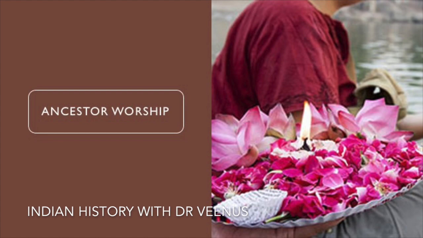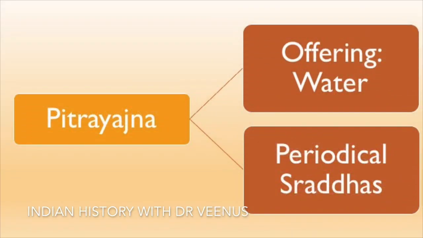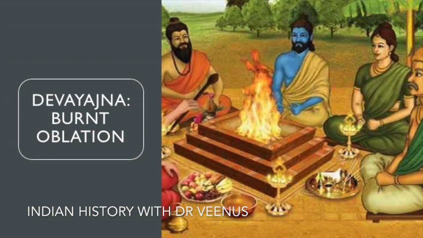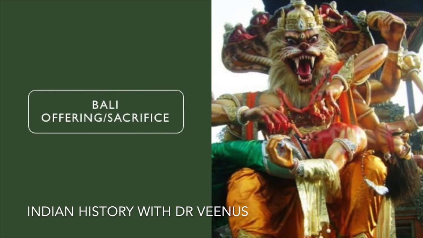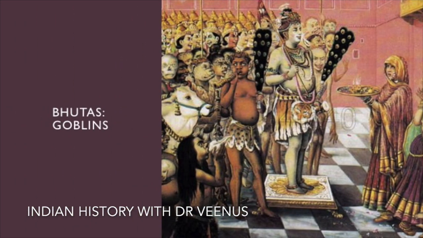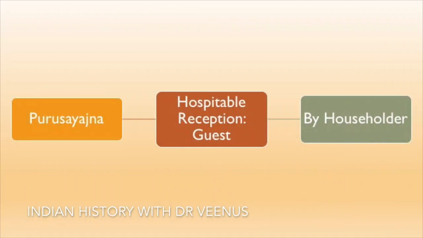This worship of the ancestors by offering of water and periodical shraddhs is known as Pitra Yajna. The burnt oblation, that is worship of the gods by pouring ghee in the sacred fire, is called Dev Yajna. The Bali offering, the sacrifice offered to the Bhutas known as the goblins, is known as Bhut Yajna. And the hospitable reception of guests offered by householder is known as Purush Yajna.